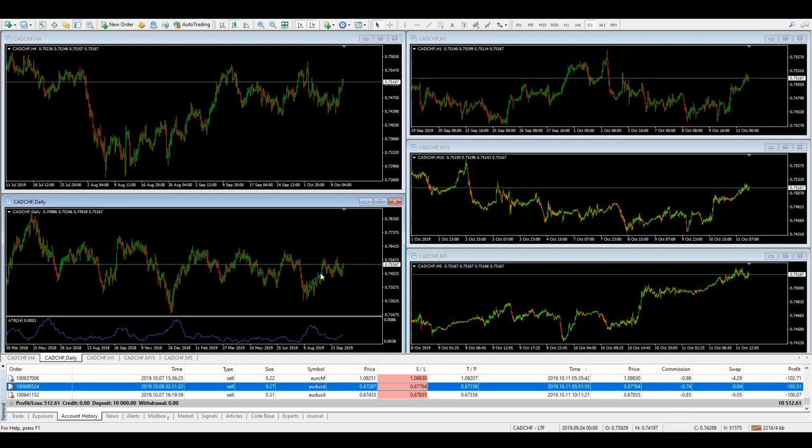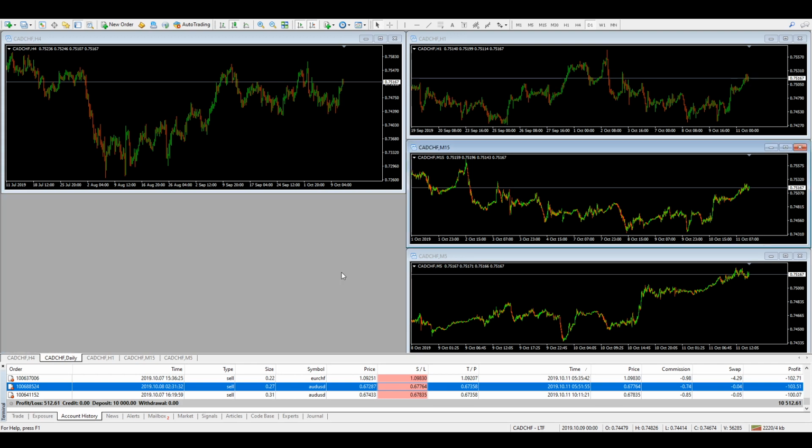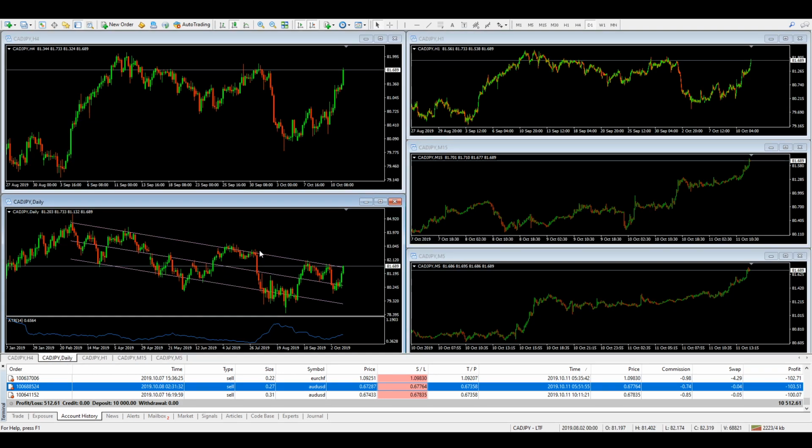So we got CAD CHF, no real opportunities that I see on this. This is still very rangy, so I'll pass on that. Here, CAD JPY, could be some good stuff looking into next week. We can see it nicely falling within our standard deviation.